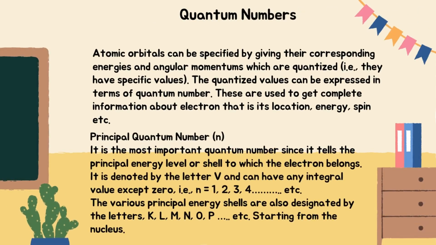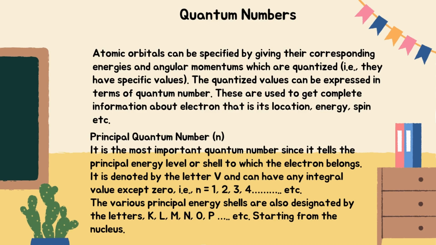Quantum numbers. Atomic orbitals can be specified by giving their corresponding energies and angular momentums, which are quantized. That is, they have specific values. The quantized values can be expressed in terms of quantum numbers. These are used to get complete information about an electron, that is its location, energy, spin, etc.